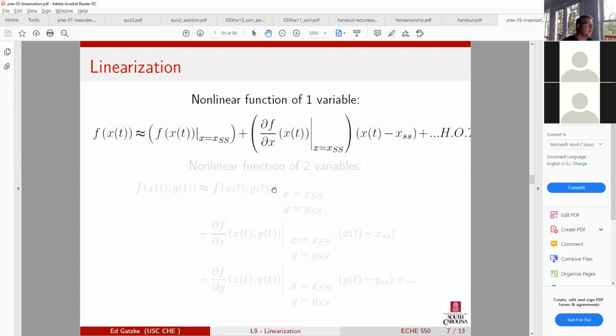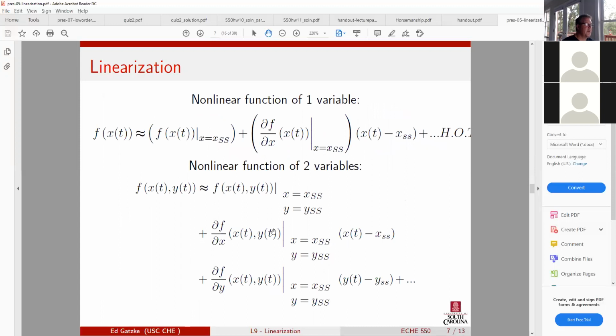And the other thing to know about is for two variables, you have a plane, so you have to take two derivatives. So if you have two terms in your function, two functions of time, like concentration of A and concentration of B, flow rate and concentration, temperature and concentration. If you have two things that are functions of time in one expression, you've got to take two partial derivatives.